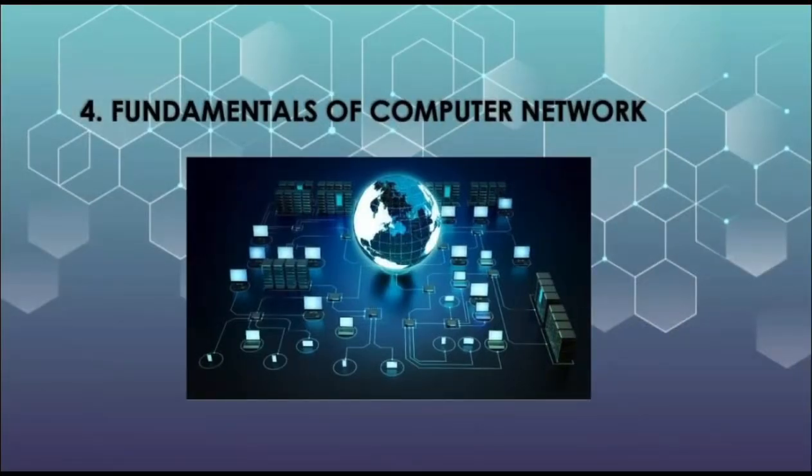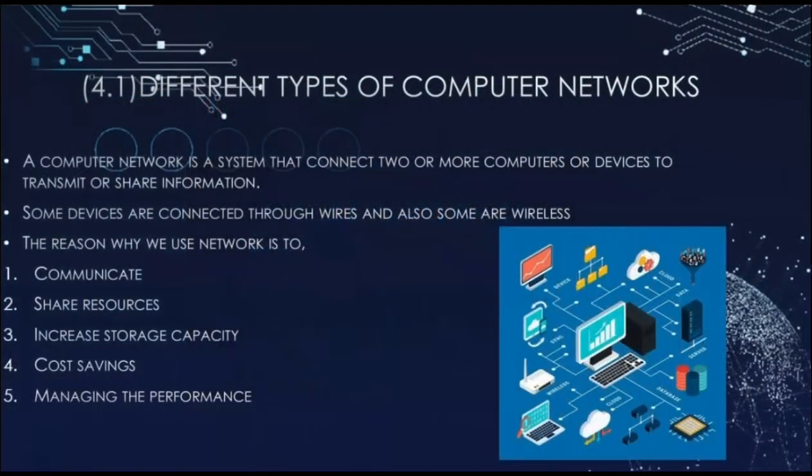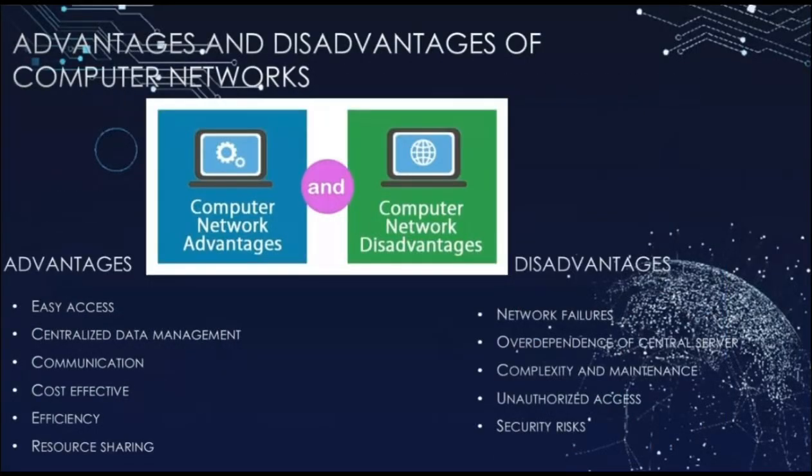The final unit of this presentation is the fundamentals of computer networks. Different types of computer networks. A computer network is a system that connects two or more computers or devices to transmit or share information. Some devices are connected through wires and others wirelessly. We use networks to communicate, share resources, increase storage capacity, save costs, and manage performance.